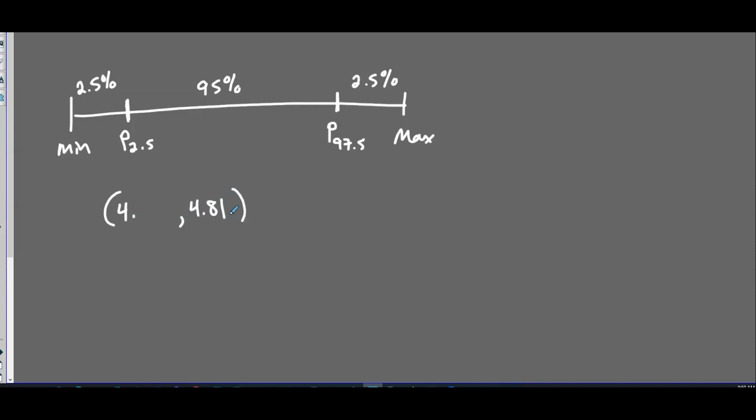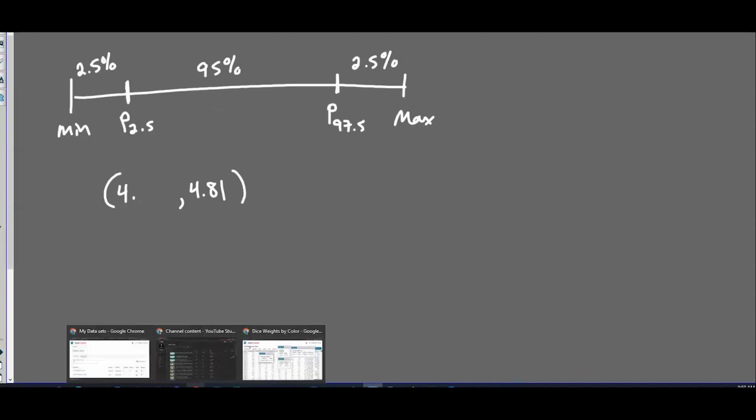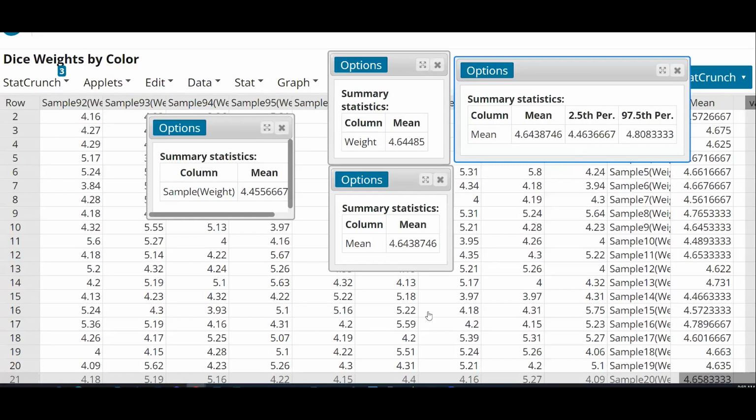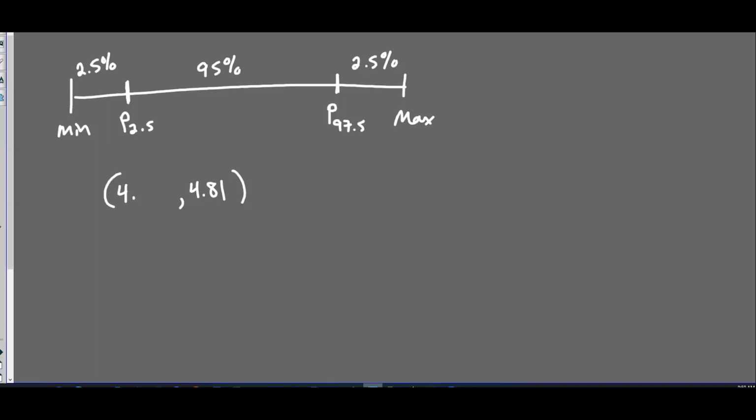I know 4.81 was the one on the right. What was the one on the left? 4.46. So 95% of my sample means in my data set were between 4.46 and 4.81. So I could say I'm 95% confident that that's where the population mean is.